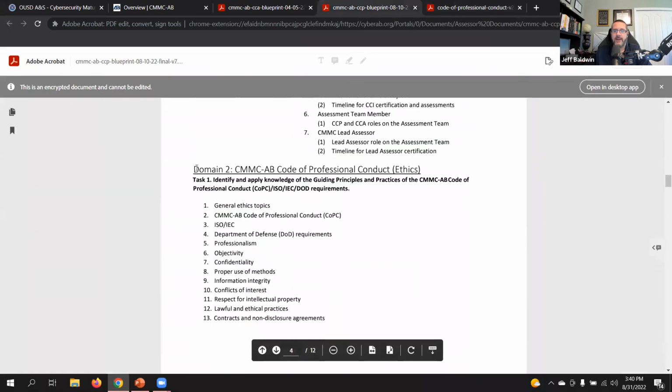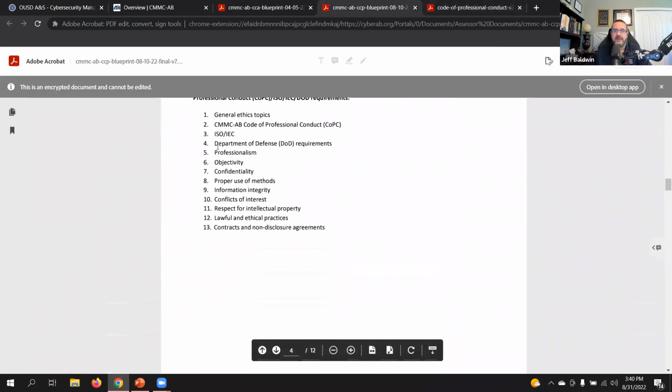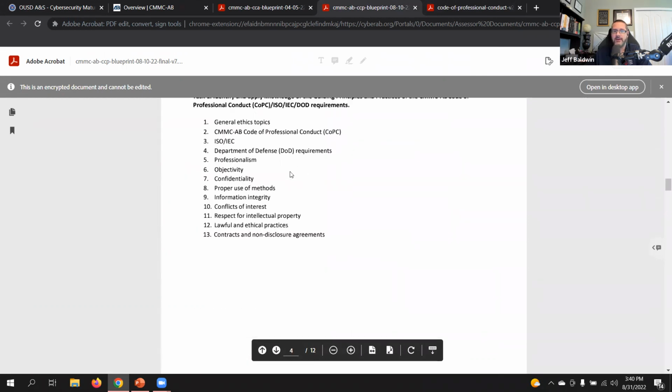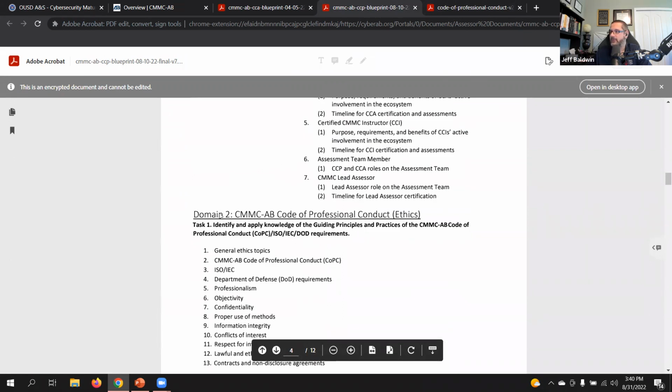So that's kind of that for domain 2. You'd want to look at the COPC, look at those guiding principles and some of the other information that gets covered in the COPC. So that's really what you'd want to study up on that one. And again, domain 2 is worth 5%.